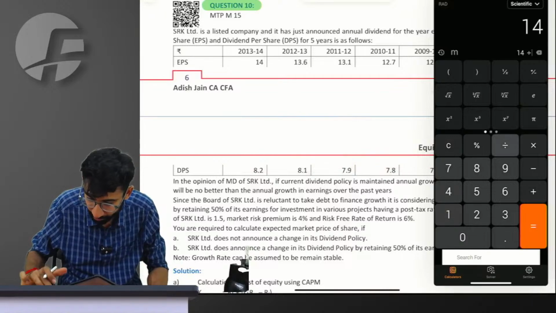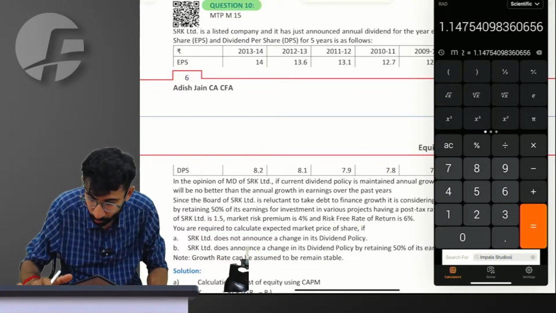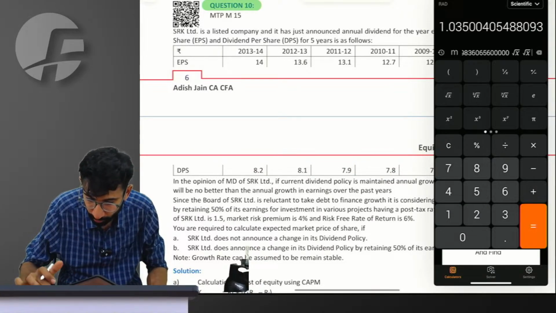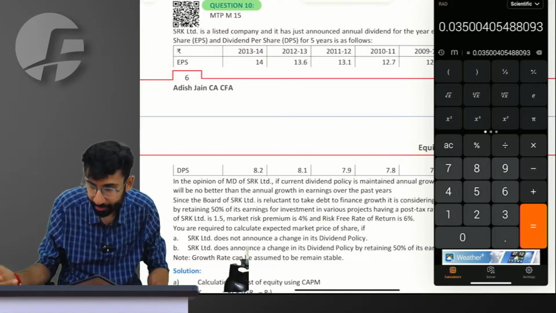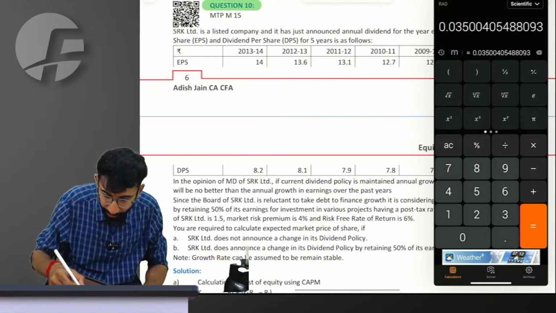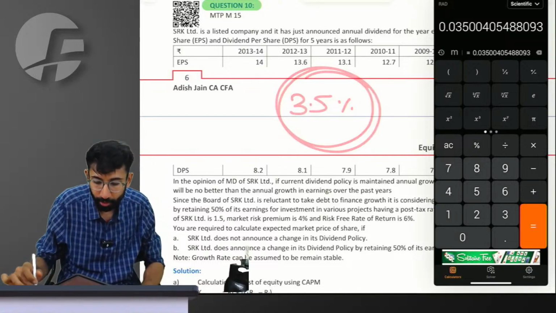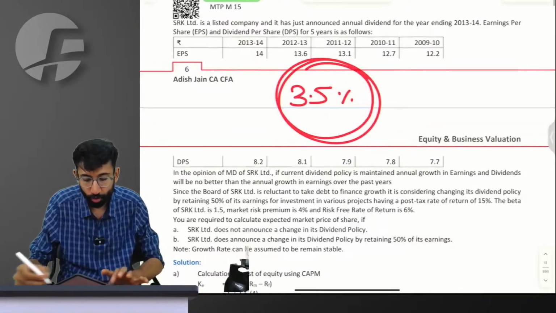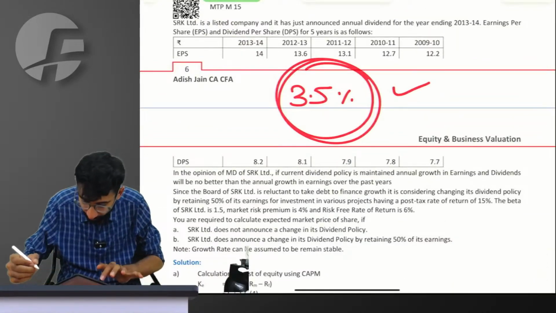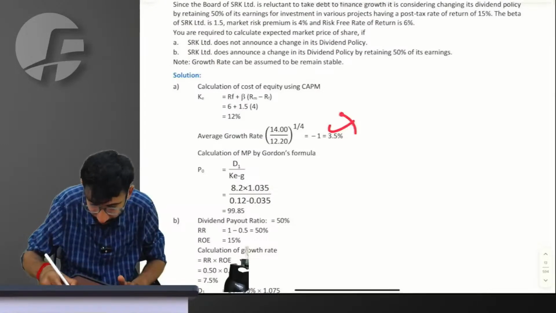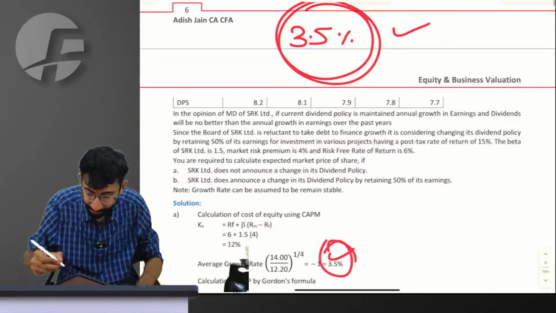14 divided by 12.2, under root, minus 1 gives you 3.5% as the historical growth rate, which will be assumed as the future growth rate as well. Are we done till this point? Yes. Let us now calculate KE.